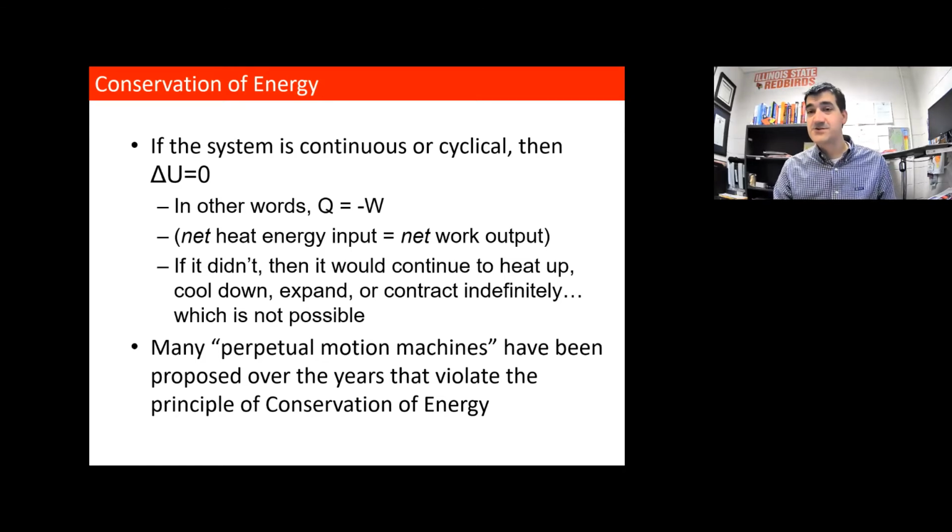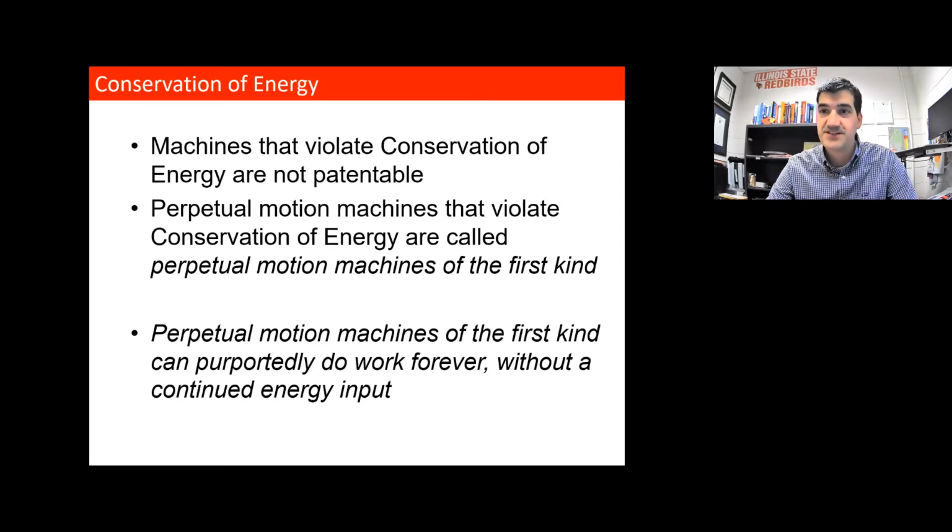There have been a lot of perpetual motion machines that have been proposed. If they violate this principle, the conservation of energy principle, then we call them perpetual motion machines of the first kind. They're not patentable. If you send a proposal like this into the US Patent Office, they're supposed to reject it, and say that this is not something that can feasibly exist.